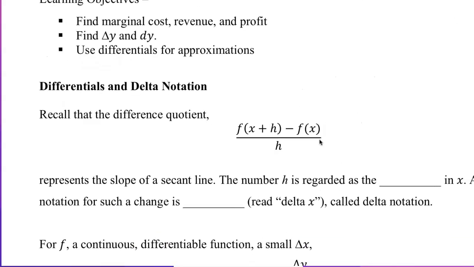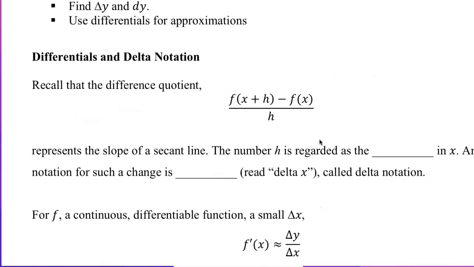So recall the difference quotient formula we worked with. The derivative was when h was approaching 0, right? The distance between 2 points, as that approaches 0, we have a single point. So we were using this to define the derivative in chapter 1. So this represents the slope of a secant line.